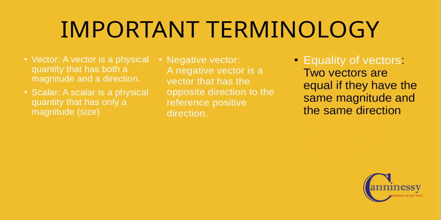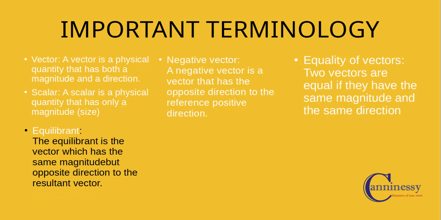Equality of vectors. Two vectors are equal if they have the same magnitude and the same direction. Equilibrant. The equilibrant is the vector which has the same magnitude but opposite direction to the resultant vector.